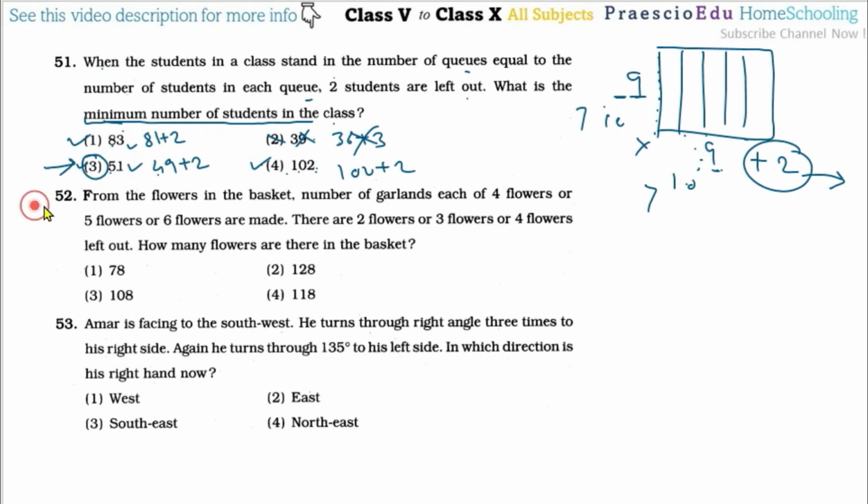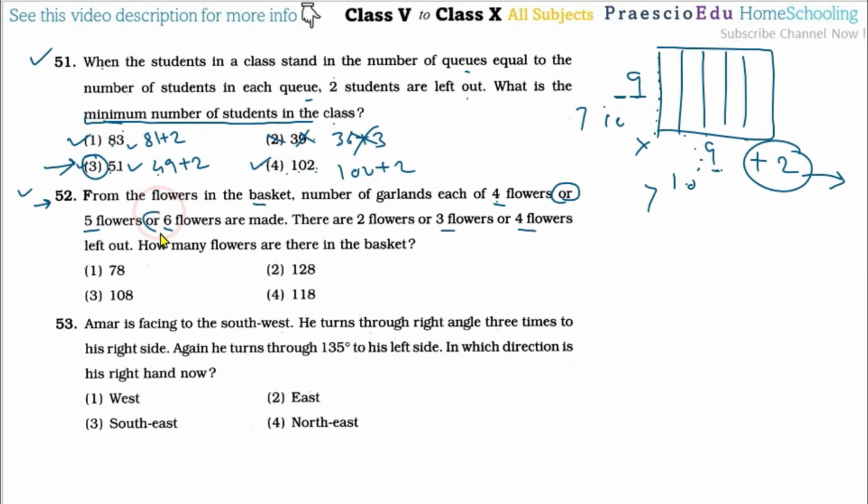Then question number 52. From the flowers in a basket, a number of garlands, each of 4 flowers or 5 flowers or 6 flowers, are made. There are 2 flowers or 3 flowers or 4 flowers left out. How many flowers are there in a basket? So this is very, very important, even 51 and 52, these are very important. Now 4 flowers, or this or, that is a condition, it may be any of them, okay.